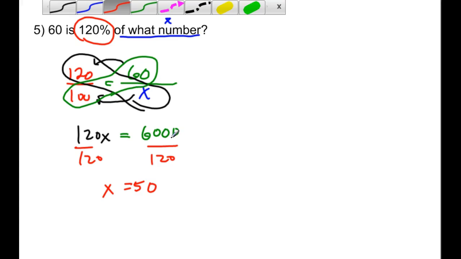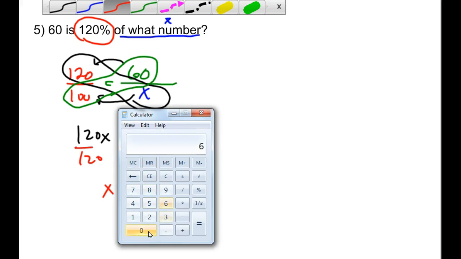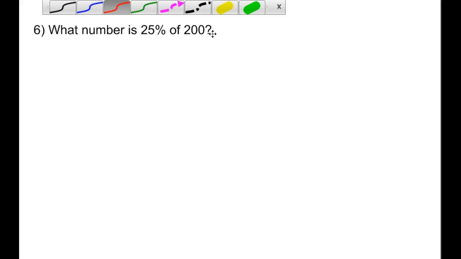Punch it in a calculator, double check that, but pretty sure. 6,000 divided by 120. Voila. Couple more left. Pause if you need to.